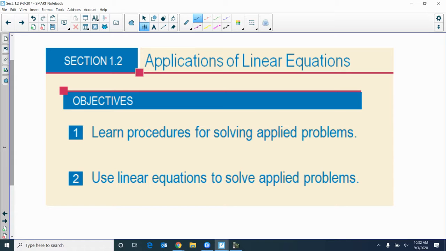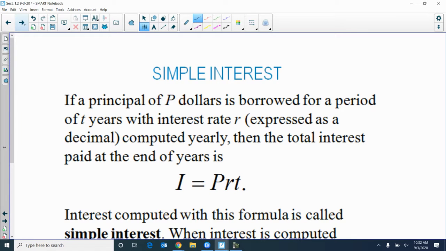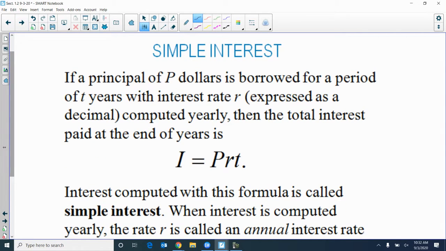And we're going to do linear equations for those. You don't need to get this whole mess. You just need to get that I equals PRT. Simple interest. Simple interest.